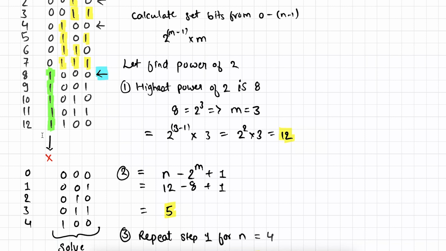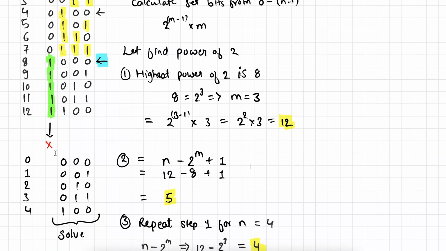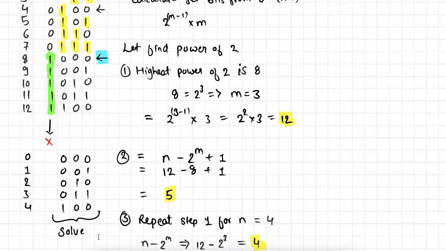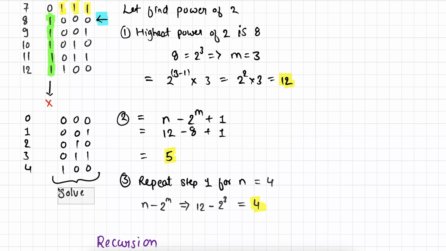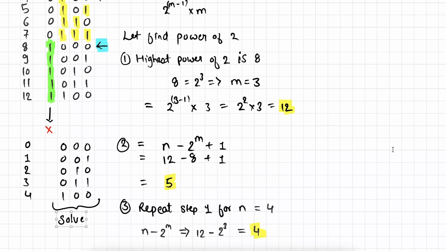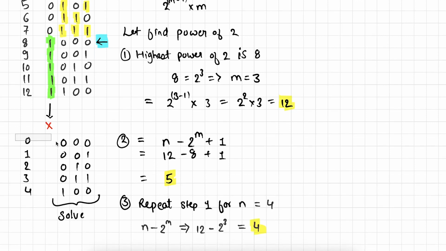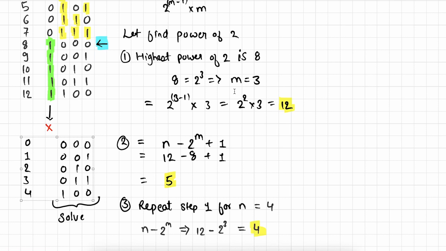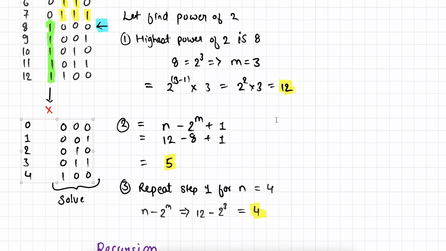Okay. Now let's remove all those bits. So our problem reduces to this. And this is exactly the same as 1, 2, 3, 4. And now we have to solve only this small problem. So what we do? We simply repeat step number 1 to find the highest power and get the number of set bits for n equal to 4. Because now there are only 4 elements left here. So we are simply repeating step 1 to count the total number of set bits. Clear? So you might have guessed that we are repeating a step here. It means somewhere we are using recursion.